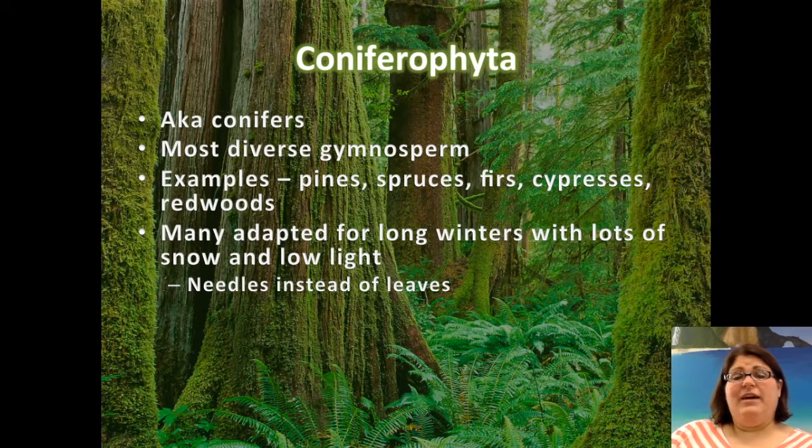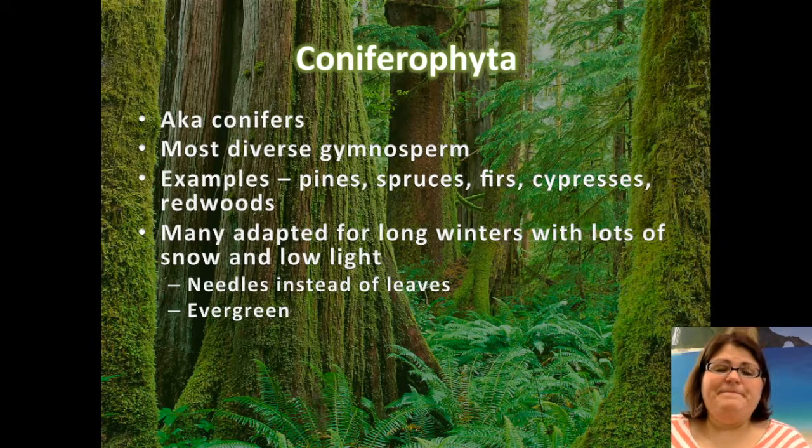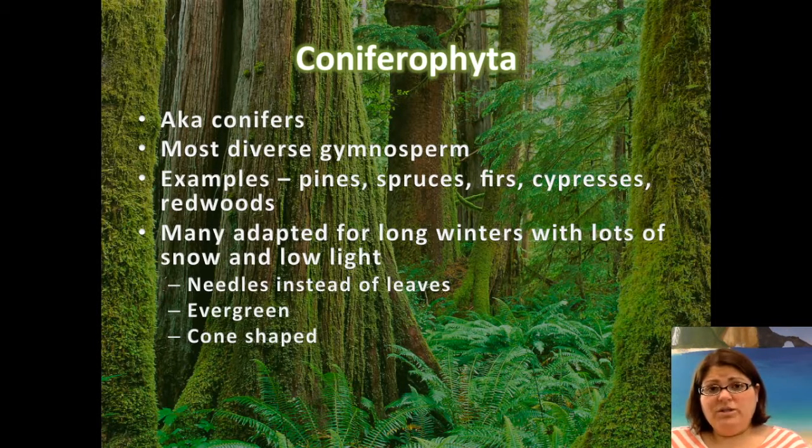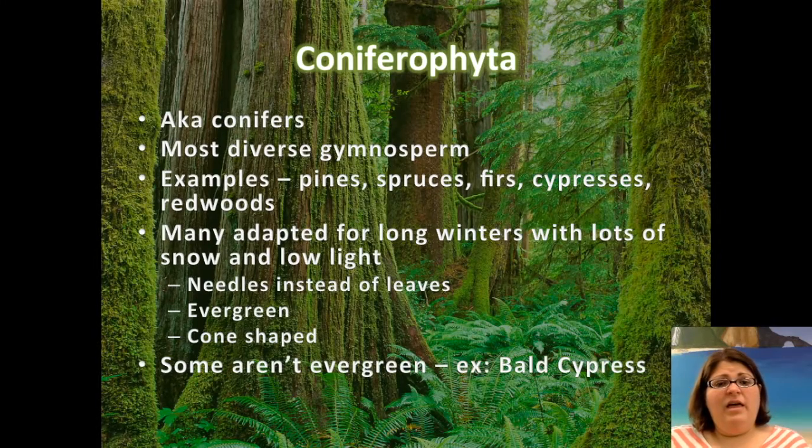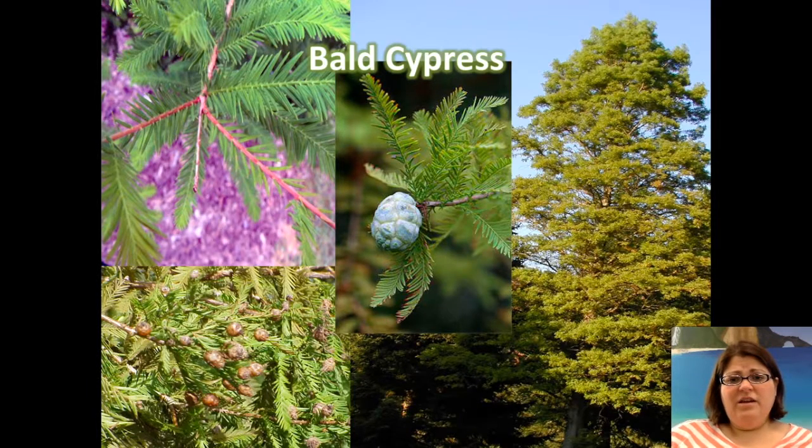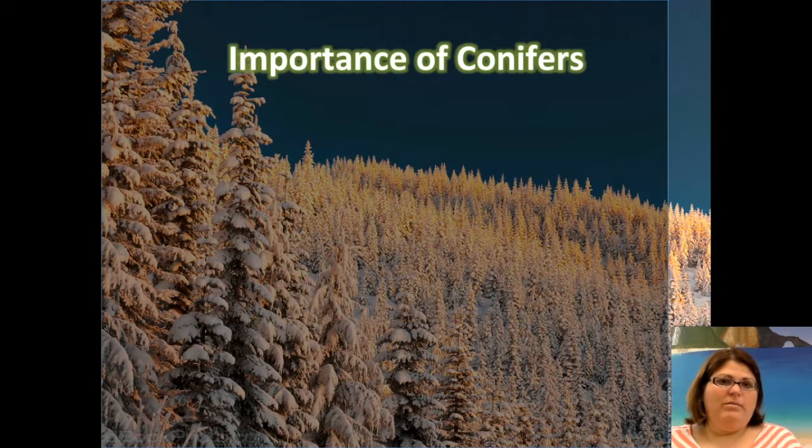The needles also do a slightly different version of photosynthesis that allows it to take advantage of lower light. They're evergreen, which means that they don't have periods of time when they're not doing photosynthesis. Most of these plants are in places where if they were to spend time in the winter dormant, they would spend a lot of time dormant because winter is very, very long. The cone shape helps snow fall off of them. Some, as I mentioned, are not evergreens like the bald cypress. You'll see here.